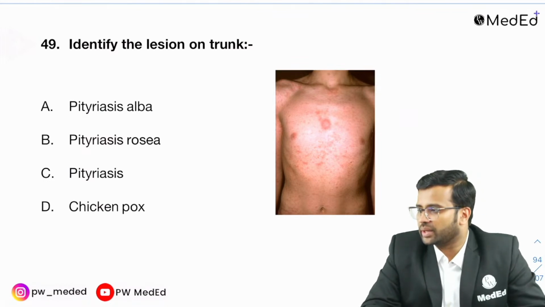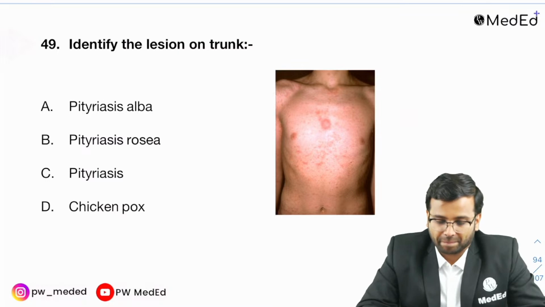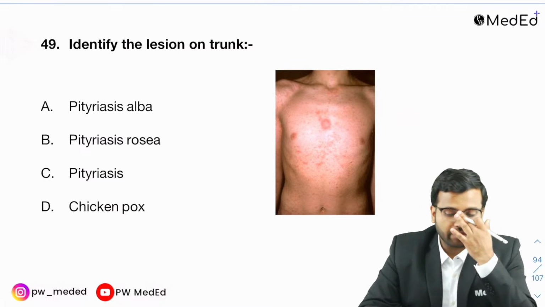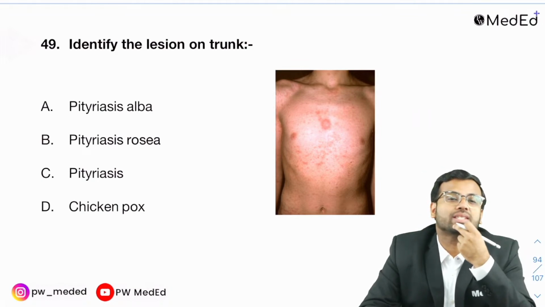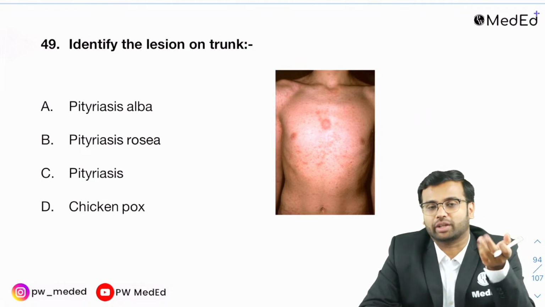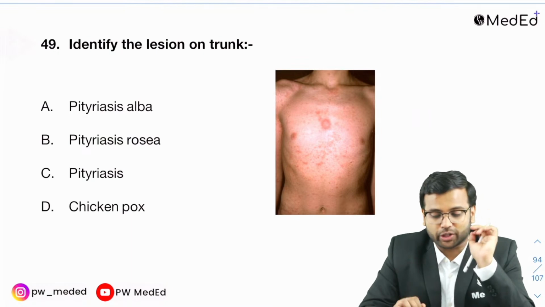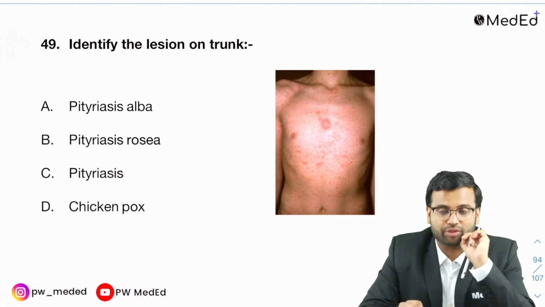Now what is the lesion that you can see over the trunk here? See, in this previous question, please don't make mistakes. Whenever you see the small kind of lesions, these are going to be non-bullous impetigo, and that is usually caused by strepto, not staph aureus. Fine.